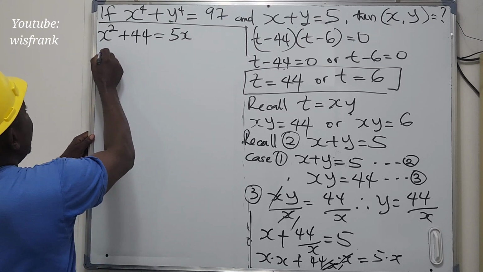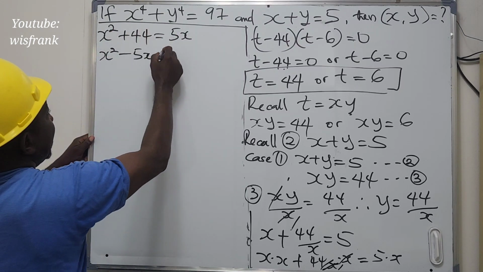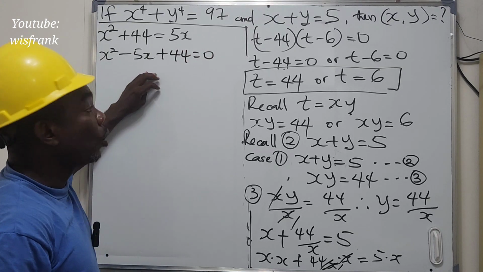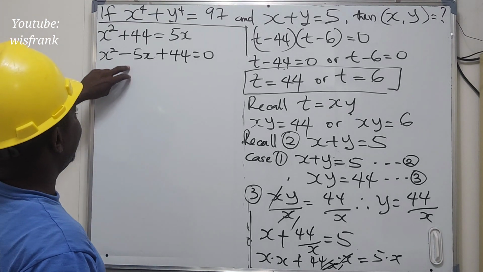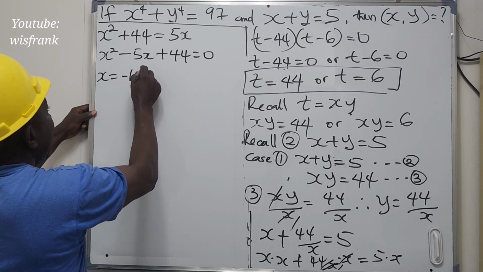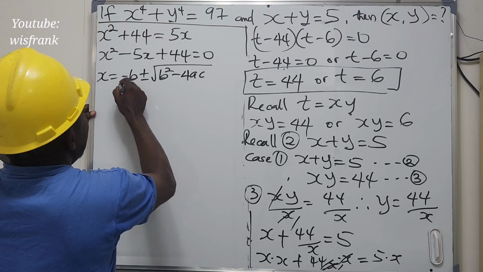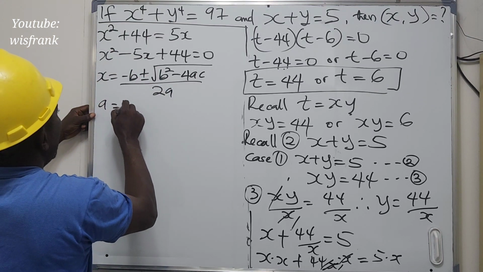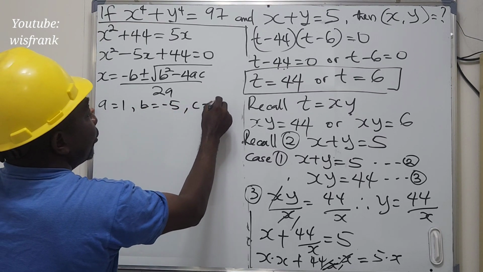We can rearrange this. This will become x to the power of 2 minus 5x, because this will transpose into this other side, plus 44 equals 0. This is a quadratic equation. What we are going to do is use the quadratic formula for us to find the value of x. So the quadratic formula is in the form of x equals minus b plus or minus square root of b to the power of 2 minus 4ac all over 2a. So in this situation, our value of a equals 1, then our value of b equals minus 5, then our value of c equals 44.